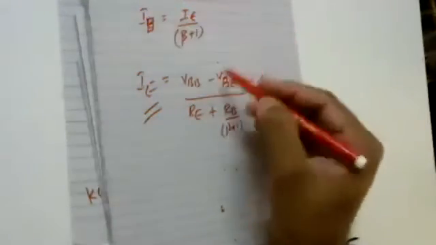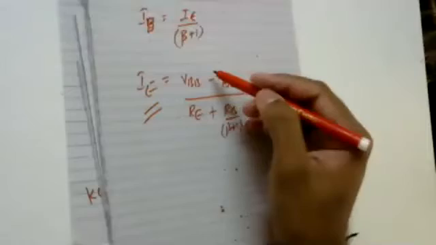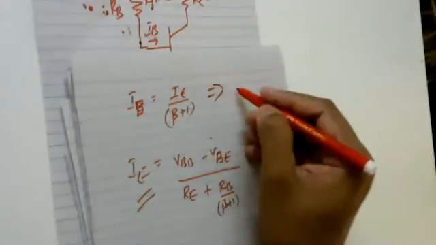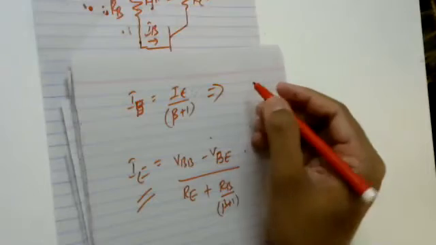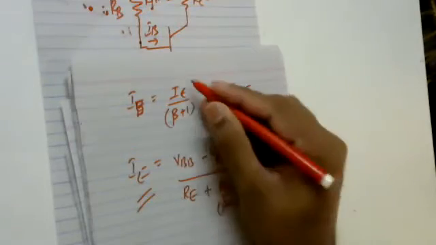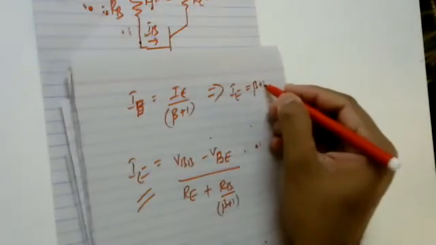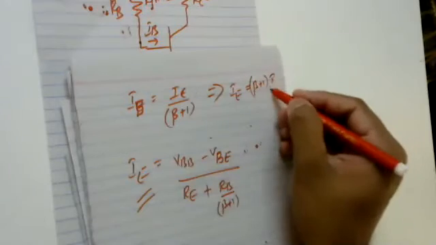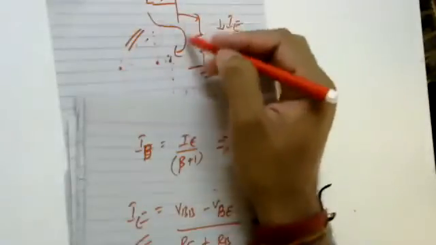In simple words, this is nothing but my IB. In other words, IE will be equal to beta plus 1 times IB. However, these equations can be developed just by applying KCL and KVL to the circuit respectively.